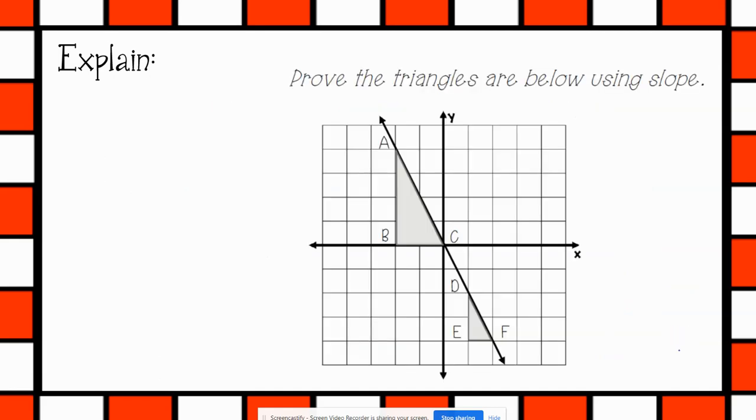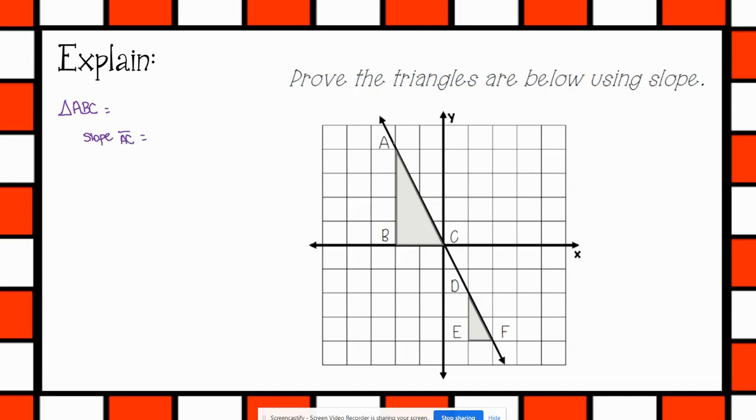Now we're going to look at these similar triangles and we're going to prove that they are similar using slope. So let's start with triangle ABC. In order for triangles to be similar, we know that all of their side lengths have to be proportional to each other. Well, we can use the slope of this long line that they are all on to prove this. So I would find the slope of the line for AC.